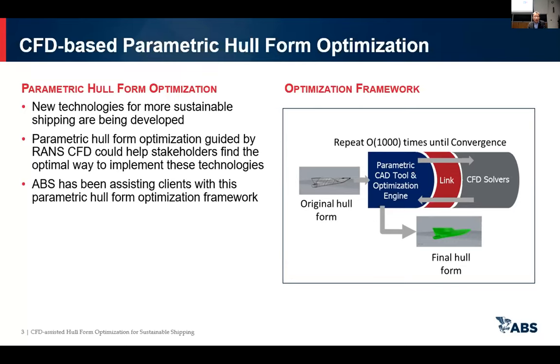we do have a framework using parametric CAD modeling software and optimization engines, and we do need a CFD because it's a CFD based. And we repeat creating parametric hulls or any CAD models of interest and evaluate it using CFD tools many, many times. And those processes are all automatic. But in order to do that in an automatic process, you need to link them. And also, as you can easily expect, there should be some sort of initial input, original hull form. And out of the whole optimized framework will be a final optimized hull form.